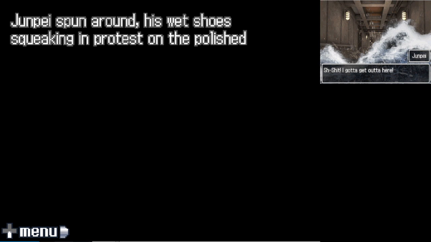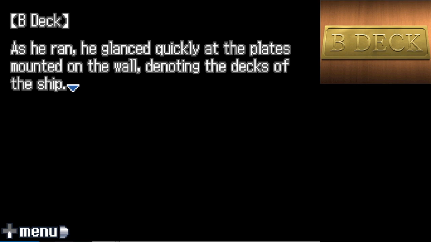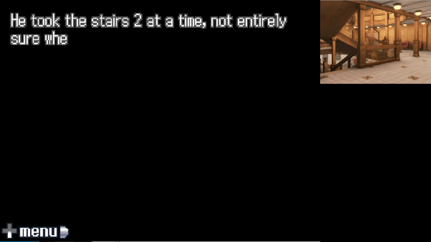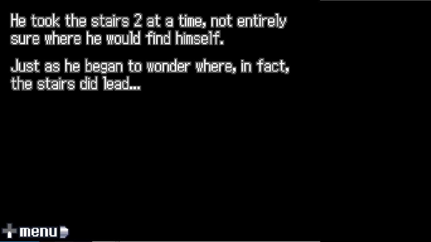He spun around, his wet shoes squeaking in protest on the polished floor, and ran towards the tremendous staircase in front of him. C deck. B deck. As he ran, he glanced quickly at the plaques mounted on the wall, denoting the decks of the ship. He took the stairs two at a time, not entirely sure where he would find himself. He began to wonder where in fact the stairs did lead.